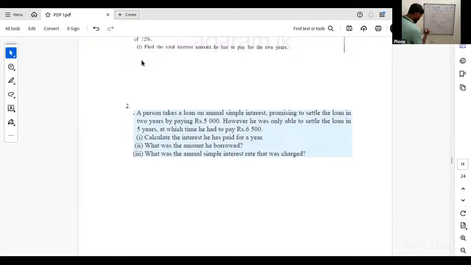So what's the amount that he has borrowed? The amount he borrowed should be 5,000 subtracting this 1,000. Why? Because this 5,000 includes the first 2 years' interest also. So you have to subtract that interest amount to find the amount he borrowed. I hope you understand this simple logic. 5,000 minus 1,000. Now the amount that he borrowed was 4,000. This is the amount that he borrowed.